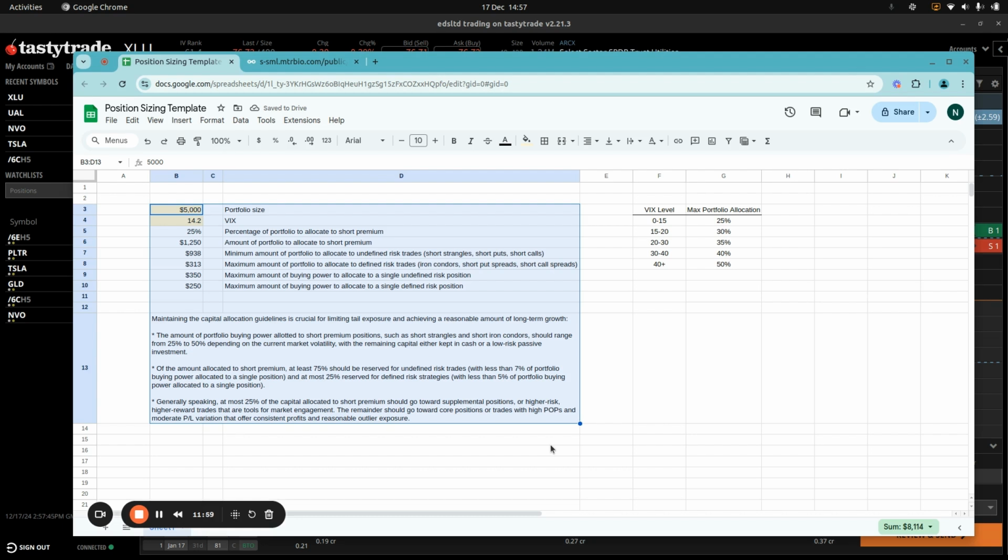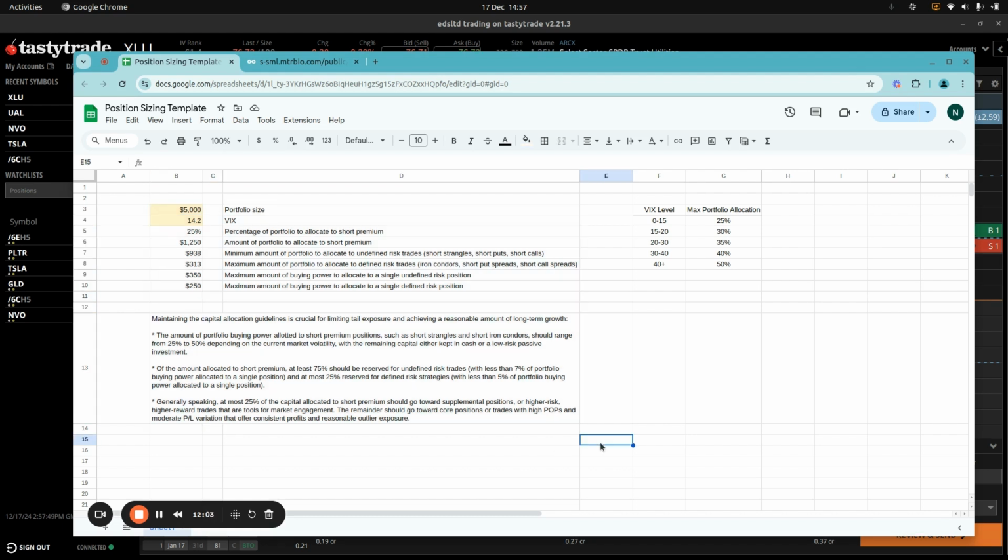At this point, all you need to do is use this information to form the backbone of your portfolio. It will tell you how much buying power you should be allocating, the maximum amount of buying power you should be allocating to any single defined risk position, undefined risk position, how much of your portfolio you should be allocating to short premium strategies in general. And as long as you follow this, you'll be absolutely fine over the long term.